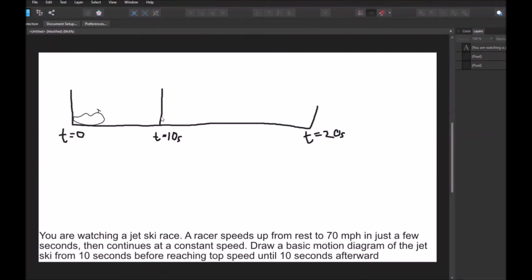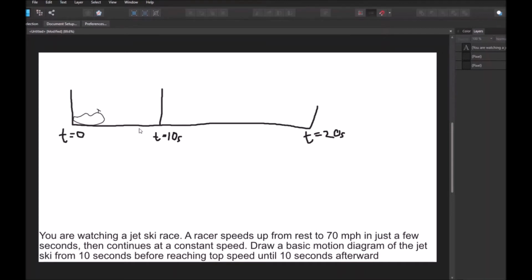Okay, so in this next problem we're told that we're watching a jet ski race, and a racer speeds up from rest to 70 miles per hour in just a few seconds, then continues at a constant speed, and we're asked to draw a basic motion diagram of the jet ski from 10 seconds before reaching top speed until 10 seconds afterward.